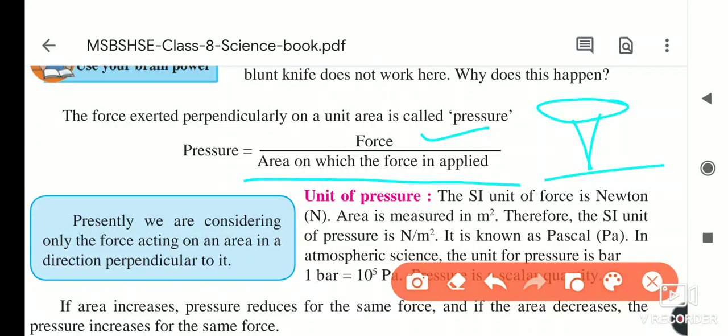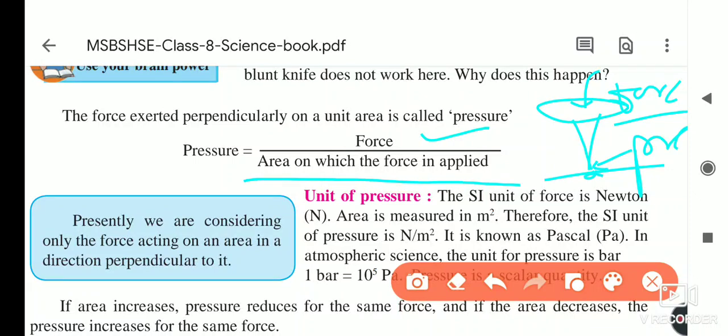Suppose this is a nail and we are applying force from here, by hammering. At that place, as I told you, pressure develops. So this is the area. The formula for pressure is force upon the area on which the force is applied. So how much is that area?